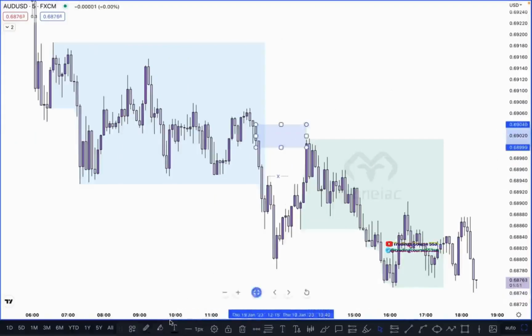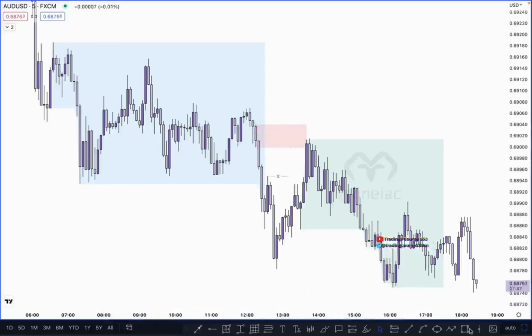Sometimes, if the market does not respect the first POI, the market can hit your extreme POI, which is here, because this one is also unmitigated. So price can hit here, and as you know, after taking out the inducement this is a 50% probability, but you can sell here based on the single candle order block.